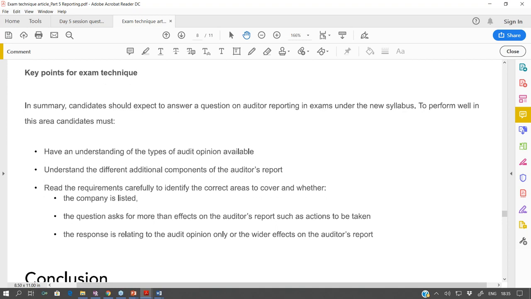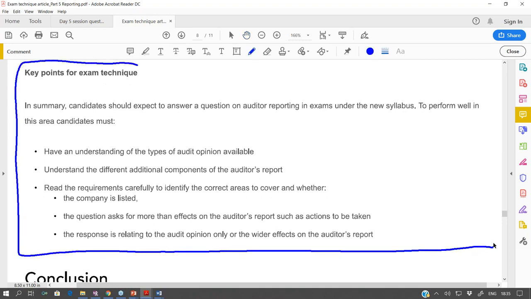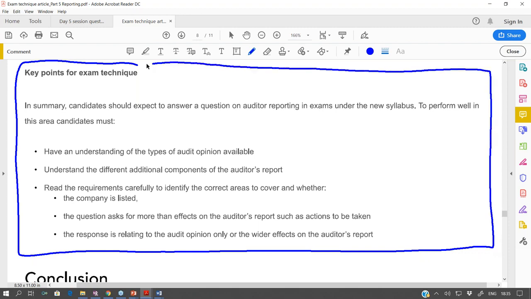And I'll be reading this paragraph with all of you to give you one good insight. This paragraph, which I have bracketed in a blue box, is an important paragraph for us to read. I'm reading this, concentrate. Examiner says, in summary, so the examiner is trying to sum up the whole article, right? In summary, candidates should expect to answer a question on audit reporting in the exam under the new syllabus.